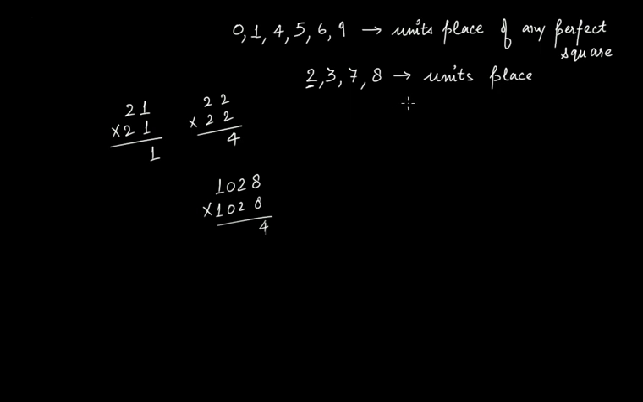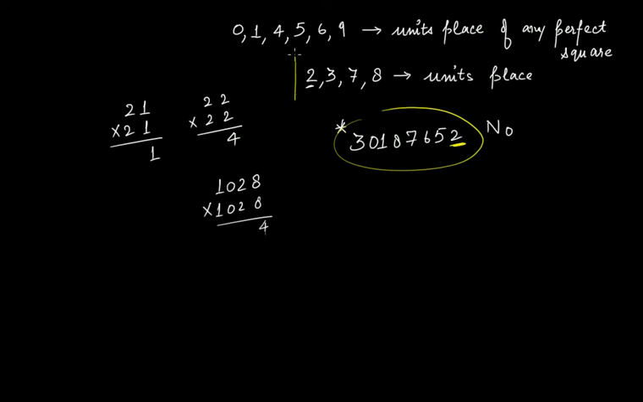So if someone asks you whether 30187652 can be a perfect square or square number of any number, the instant answer should be no. Just look at the units place and say no, since this number has the digit 2 at its units place. So you should remember this list, that 2, 3, 7 or 8 cannot be at the units place in the case of a perfect square or square number. So this cannot be a perfect square number.